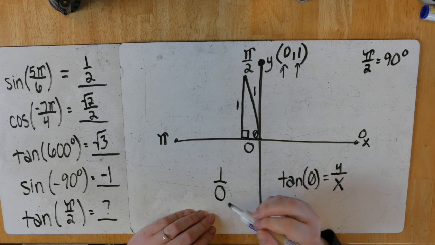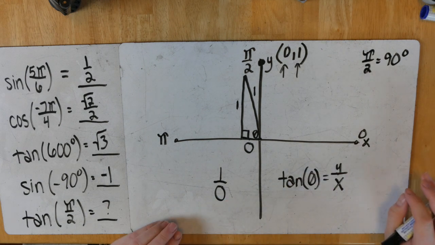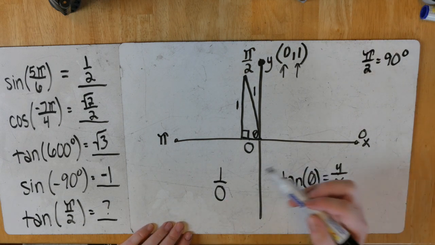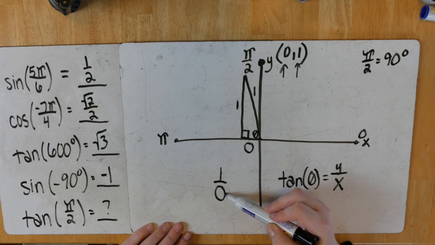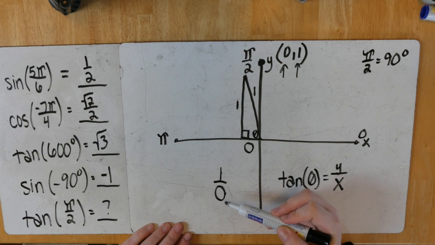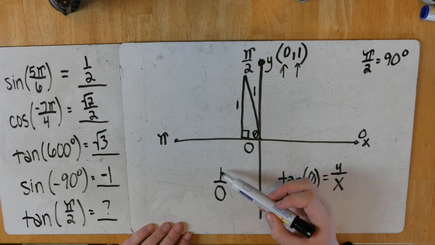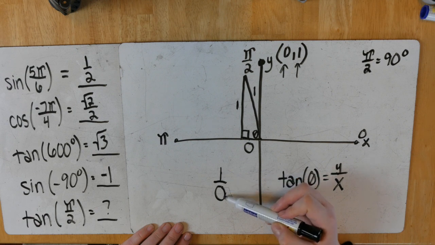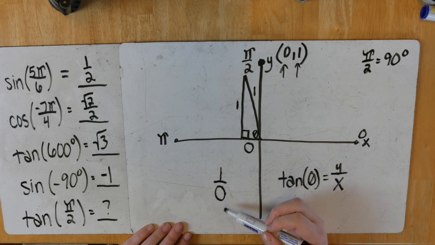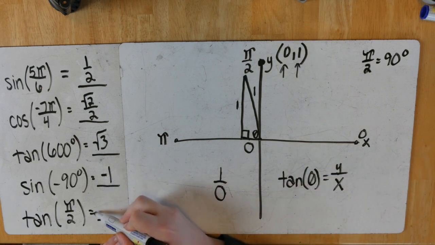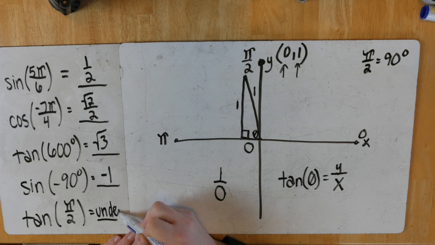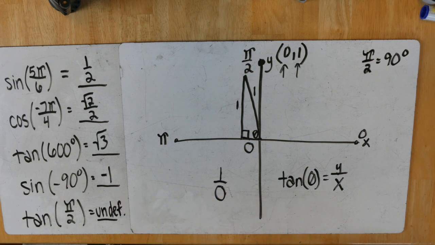However, we know that we cannot ever divide anything by 0, because it is not possible to take one object and divide it into 0 groups, because it cannot simply disappear. It has to be somewhere, and there's no way to make one object split up into 0 groups. So what we find is that the tangent of pi over 2 is simply undefined, because we cannot divide by 0.